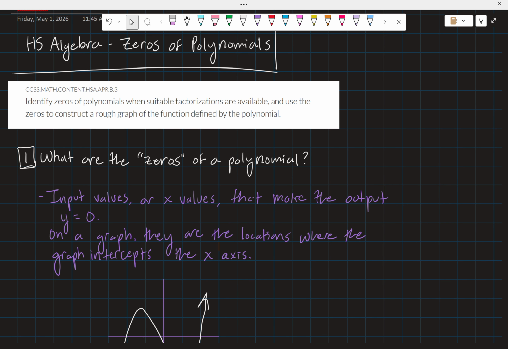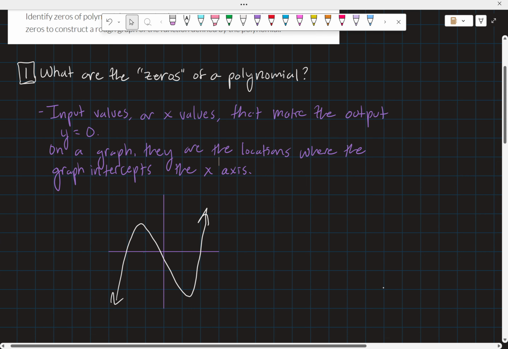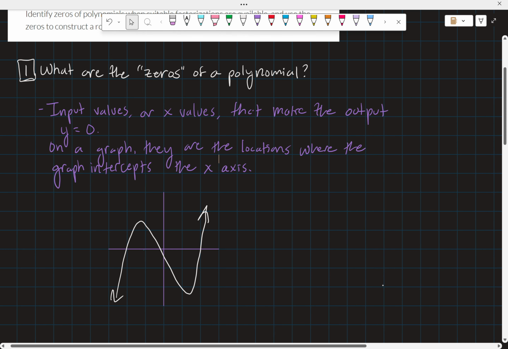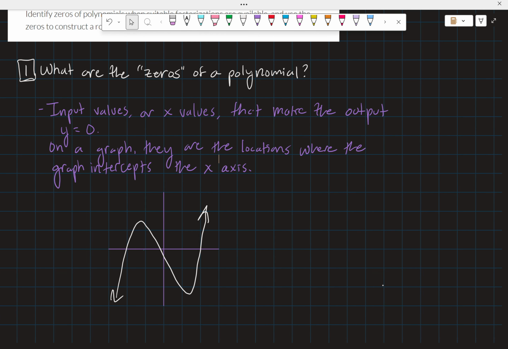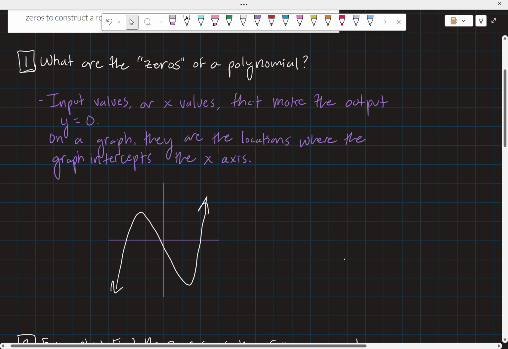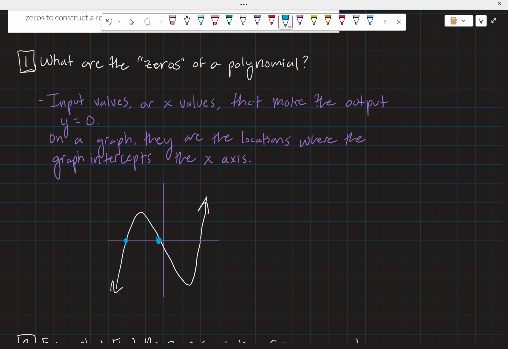First of all, let's talk about what the zeros of polynomials are. The zeros of a polynomial function are our input values, or our x values, that make the output y equal to 0. On a graph, these are the locations where the graph intercepts the x-axis, in other words where the graph is equal to 0. On this little sketch of a graph, our zeros are located here, here, and here, where I just highlighted in blue. These three locations are the zeros of this example sketch function.